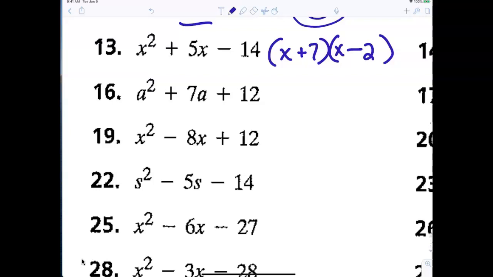It's simple, simple, simple. Yeah, I know. Some of you forgot 7 times 2 is 14. I said that's a problem. All right? So again, 7 minus 2 gives me that 5. X times x is that x squared. Positive 7 times negative 2 is that negative 14. We're just going backwards.